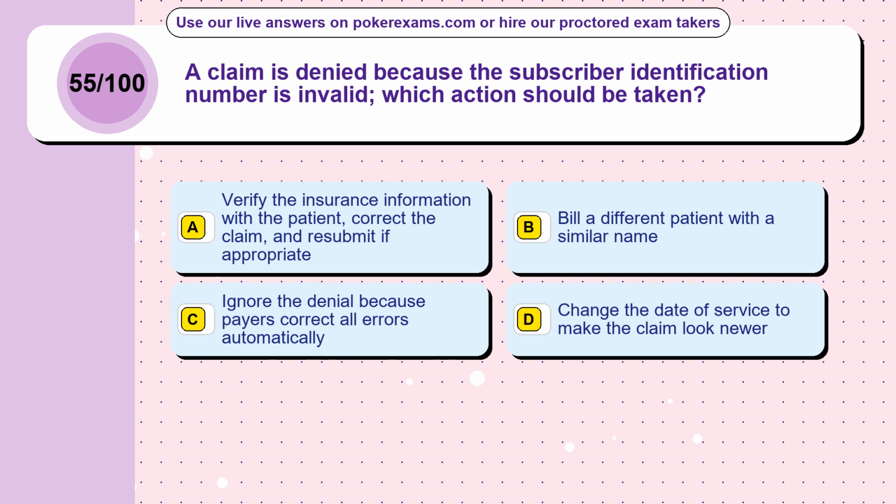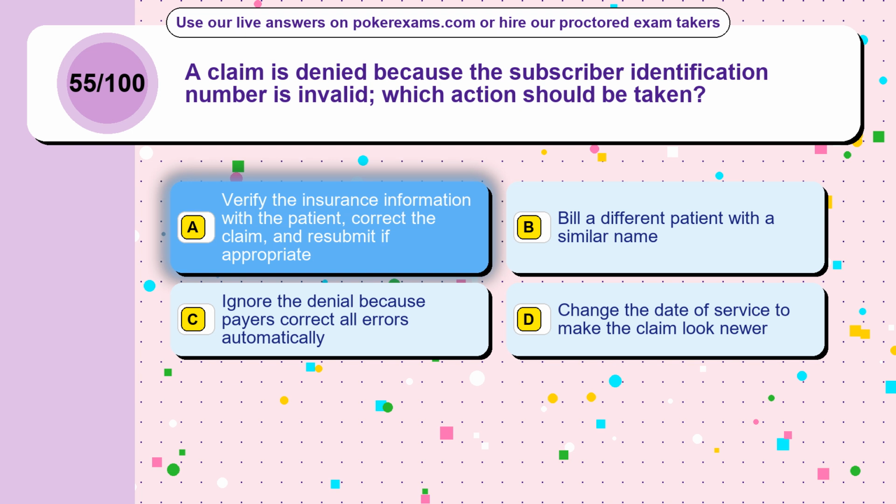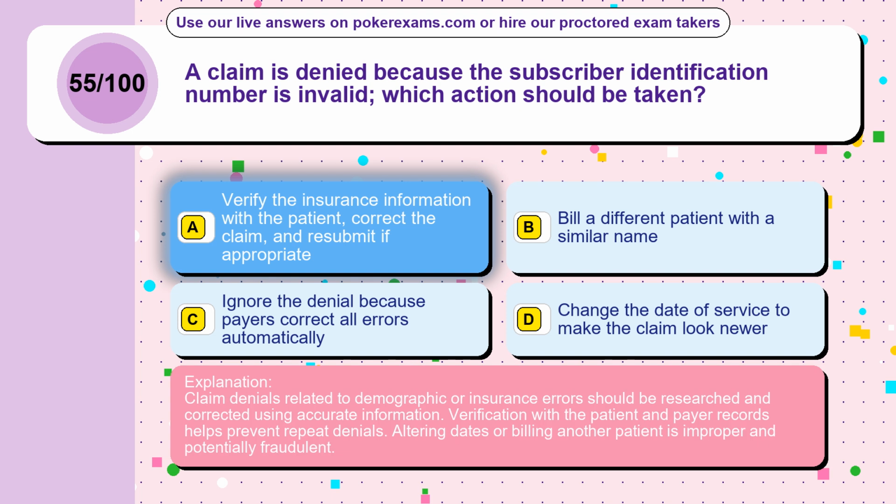Ignore the denial because payers correct all errors automatically. Option D. Change the date of service to make the claim look newer. The correct answer is option A. Verify the insurance information with the patient, correct the claim, and resubmit if appropriate. Claim denials related to demographic or insurance errors should be researched and corrected using accurate information. Verification with the patient and payer records helps prevent repeat denials. Altering dates or billing another patient is improper and potentially fraudulent.